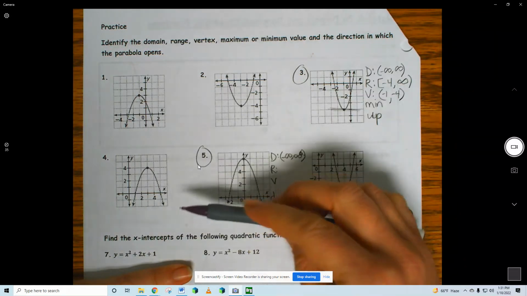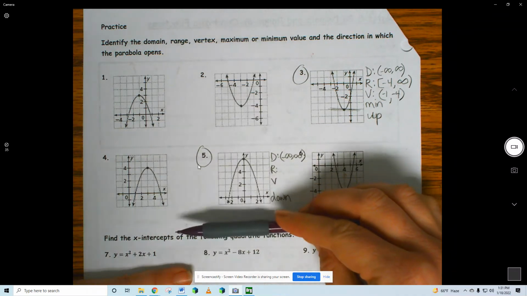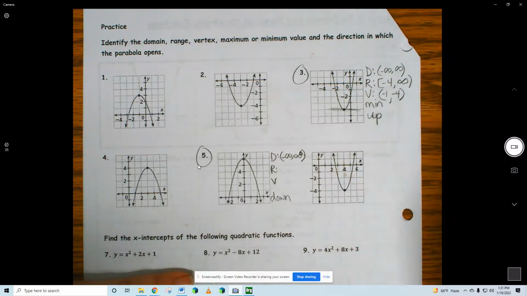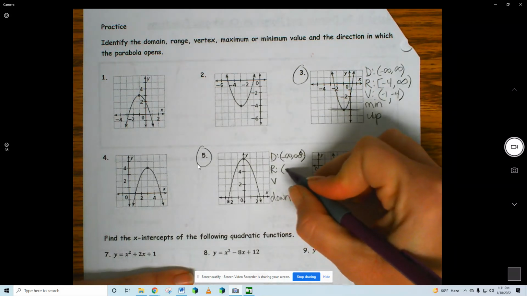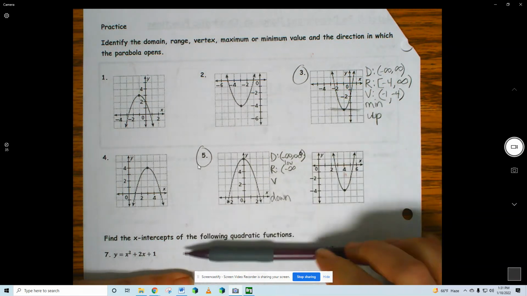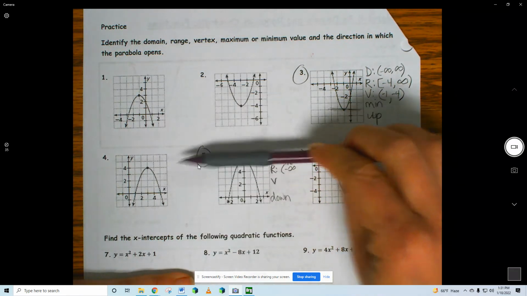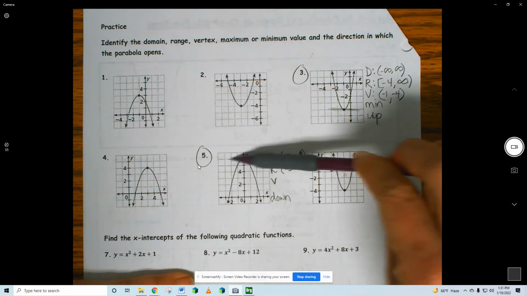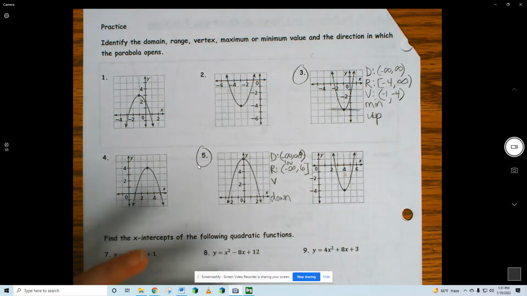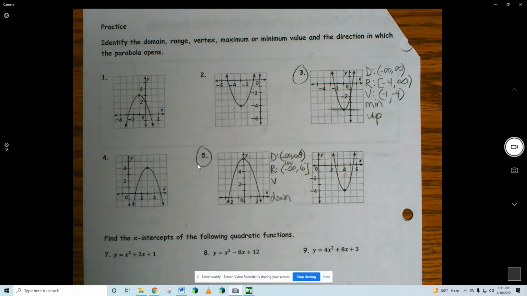Hold on. So it starts low. Lowest point is negative infinity. So I'm going to put negative infinity first. Because it's lowest. What's my lowest point? Start below, down. Negative infinity up to 6. Comma 6. Bracket at 6 because it touches 6.